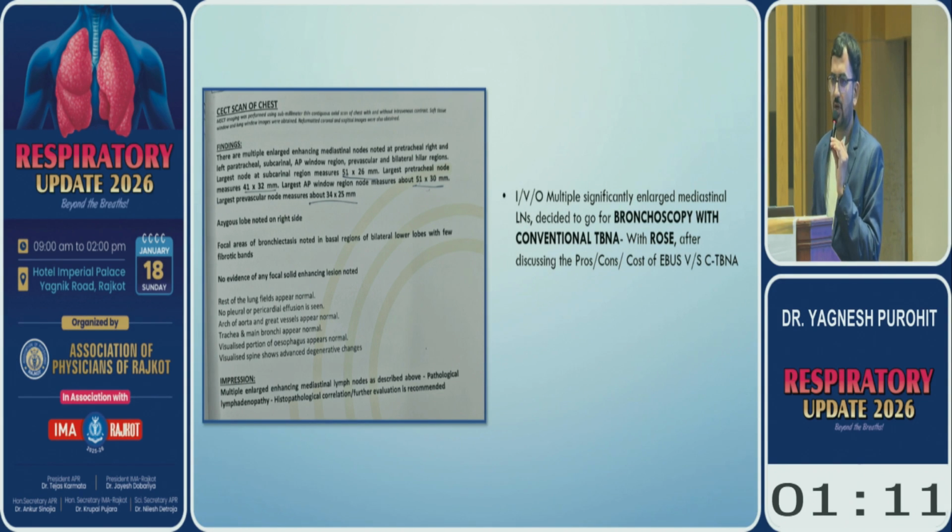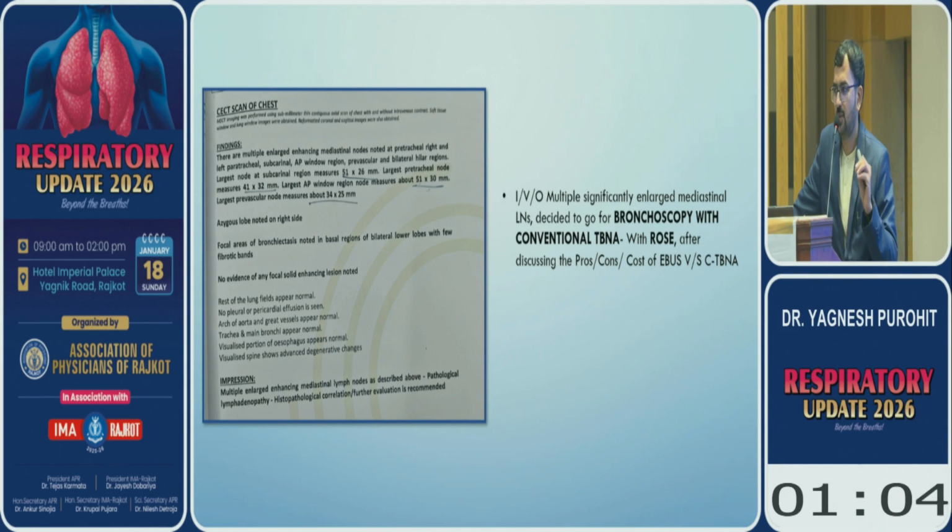ROSE is rapid on-site evaluation, where we generally keep the pathologist beside us, and we do the TBNA passes and give the sample to the pathologist, and they evaluate in real time. They give us an idea about the cellularity and the probable diagnosis, so that we can know how many passes we need for the diagnosis. So we have done it.